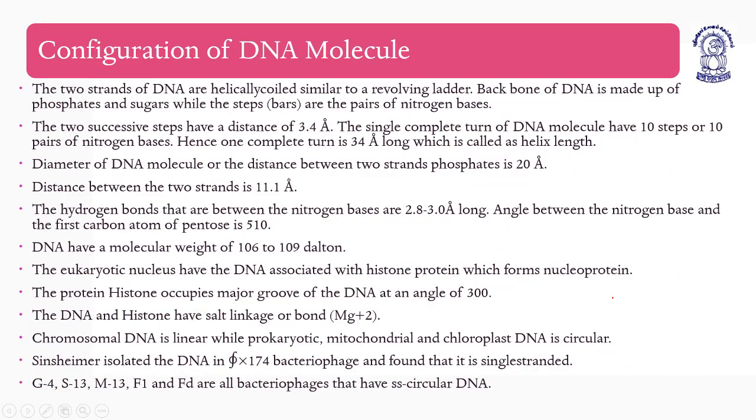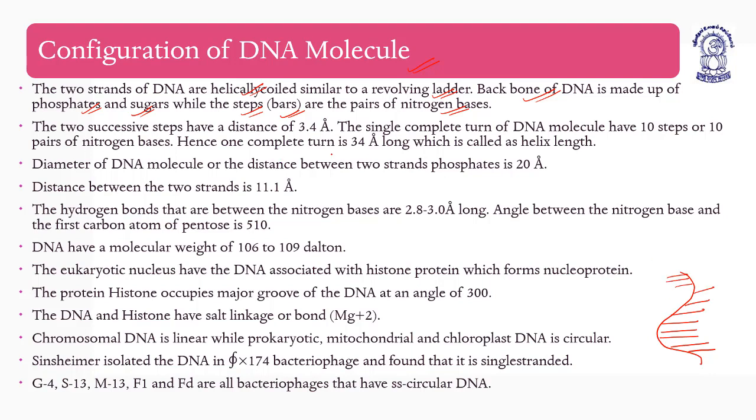Okay, now we are moving to the next. Configuration of the DNA molecule. The two strands of the DNA are helically coiled, similar to a revolving ladder. Okay. The backbone of the DNA is made up of phosphate and sugar, while the steps or the bars are the pairs of nitrogen bases, like this. So the steps are the nitrogen bases, like this. Okay.